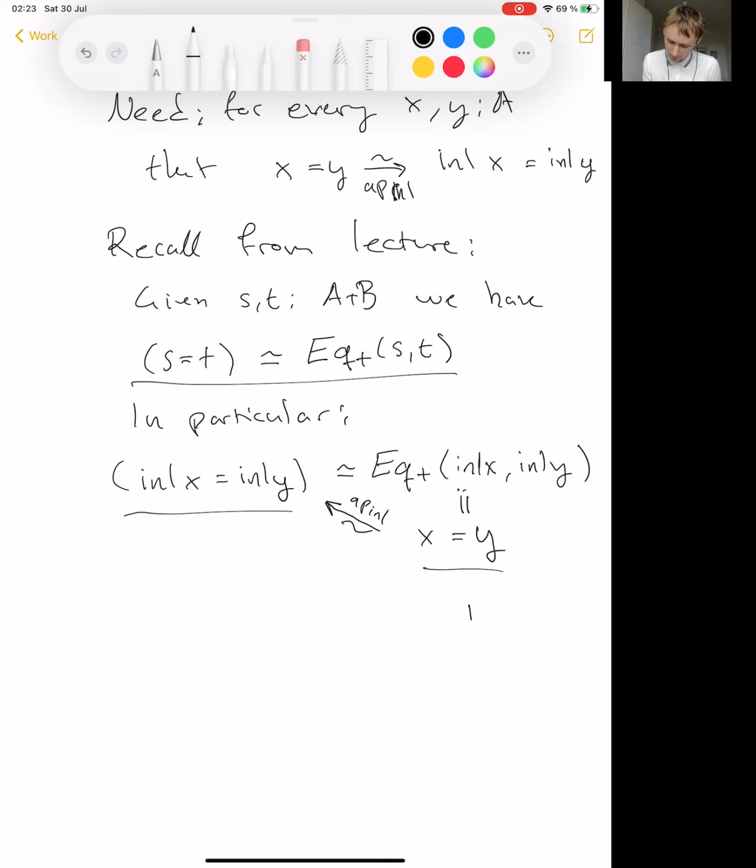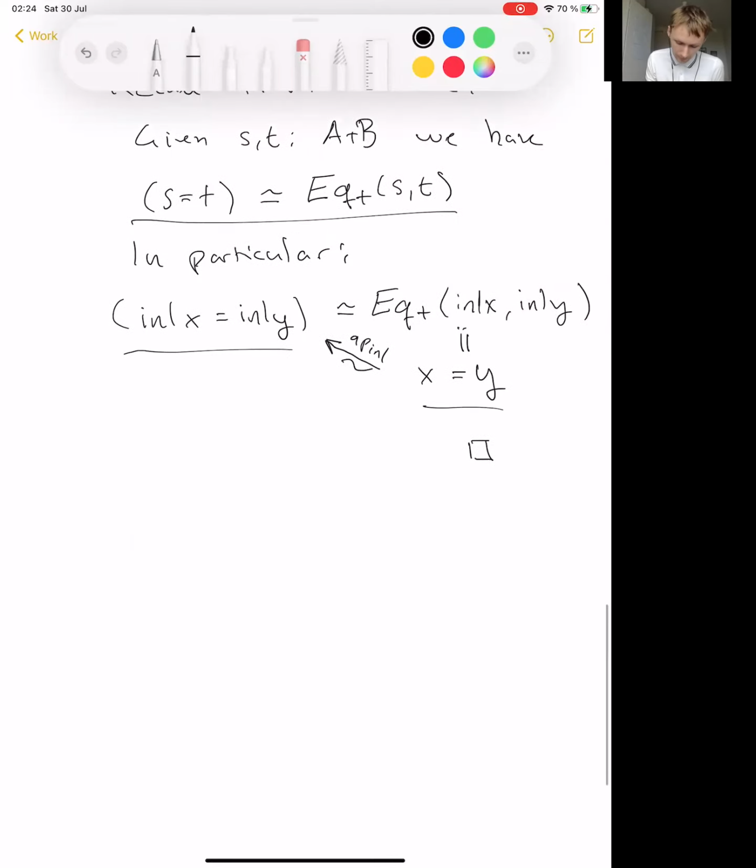So there wasn't much to prove, actually. Most of the stuff was already proved in the lecture, or at least in the lecture notes. I can't remember how far she actually got. But yeah, of course the argument would have been exactly the same for inr. There's no difference there in proof technique. Okay.